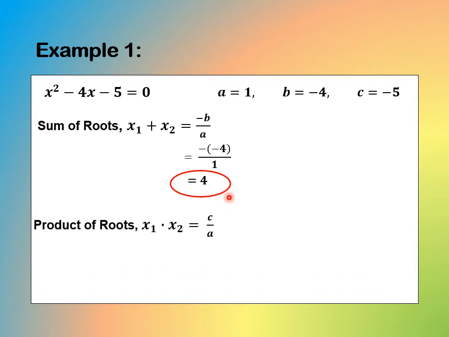Next, for the product of roots, okay, we have the formula C over A. So again, substitute. Ang C natin is equal to negative 5 at yung A natin is equal to positive 1. So negative 5 divided by 1, that is equal to negative 5. Correct.